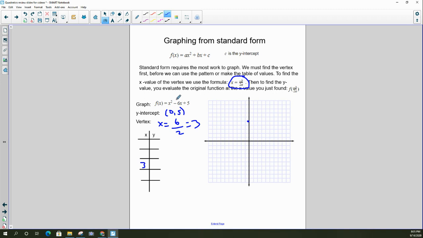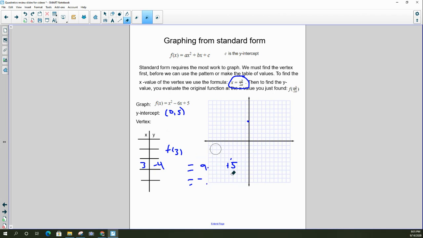Now I need to plug that in and find the y value of my vertex. So f of 3 is going to be 3 squared minus 6 times 3 plus 5. That's 9 minus 18 plus 5. 9 minus 18 is negative 9, and negative 9 plus 5 is negative 4. So my vertex is the point 3, negative 4.